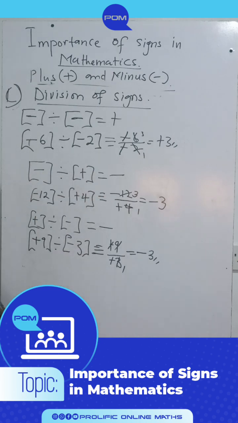So these are the aspects of signs that are very important to our knowledge and learning of mathematics. We cannot play them down at all. We need to work more on this aspect so that we won't have any issue when we are solving mathematics questions.